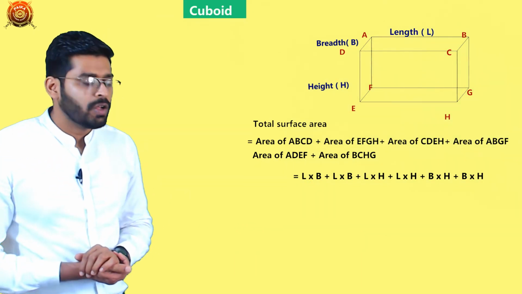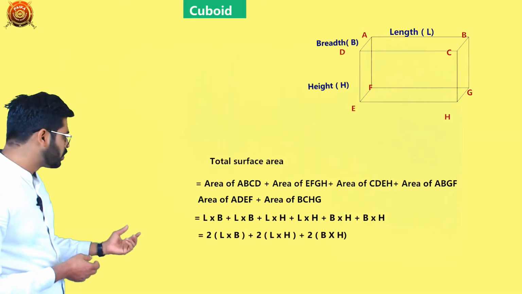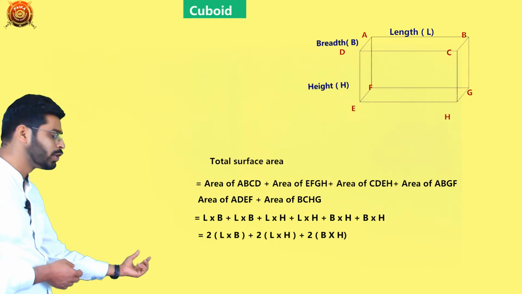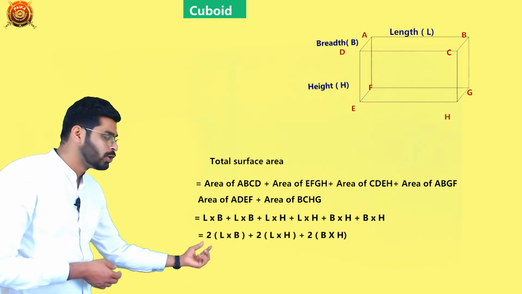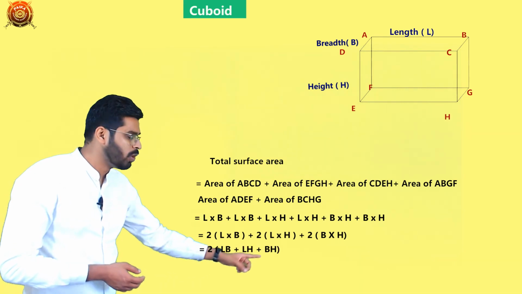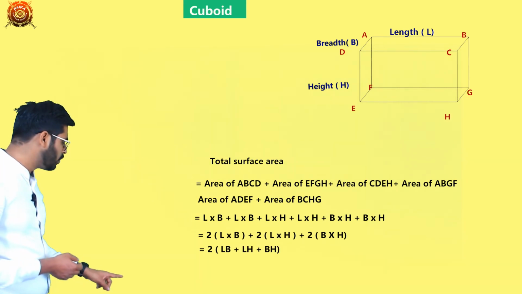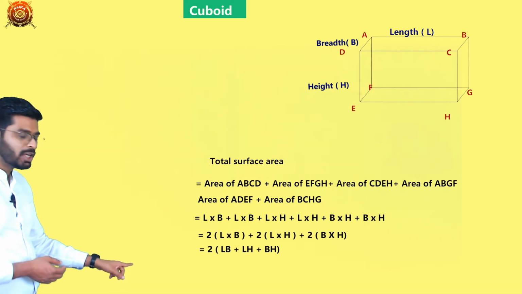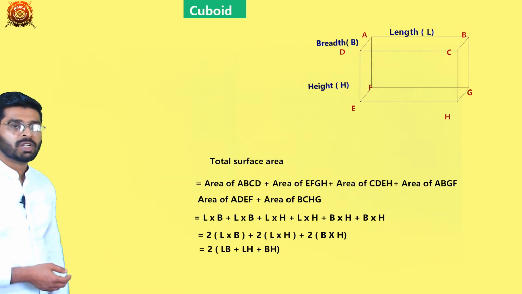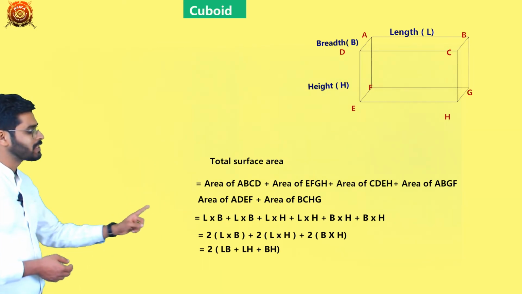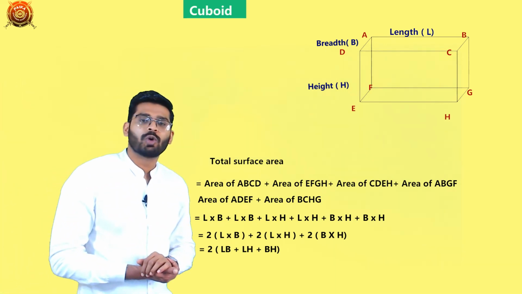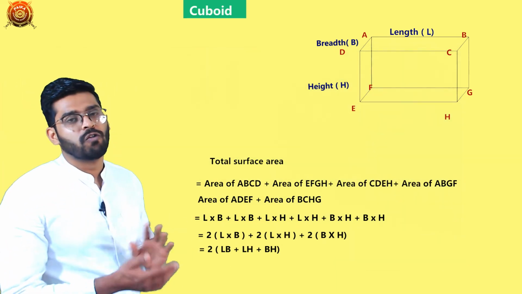So now if we add all this, you get 2L into B, because L into B was added 2 times. So we have 2L into B plus 2L into H plus 2B into H. Now 2 is common in all these three, so we can write it outside and we get inside the bracket 2 into L into B plus L into H plus B into H. So students, this is the formula of total surface area of the cuboid. So in case you have to find out the total surface area, you have to use this formula.